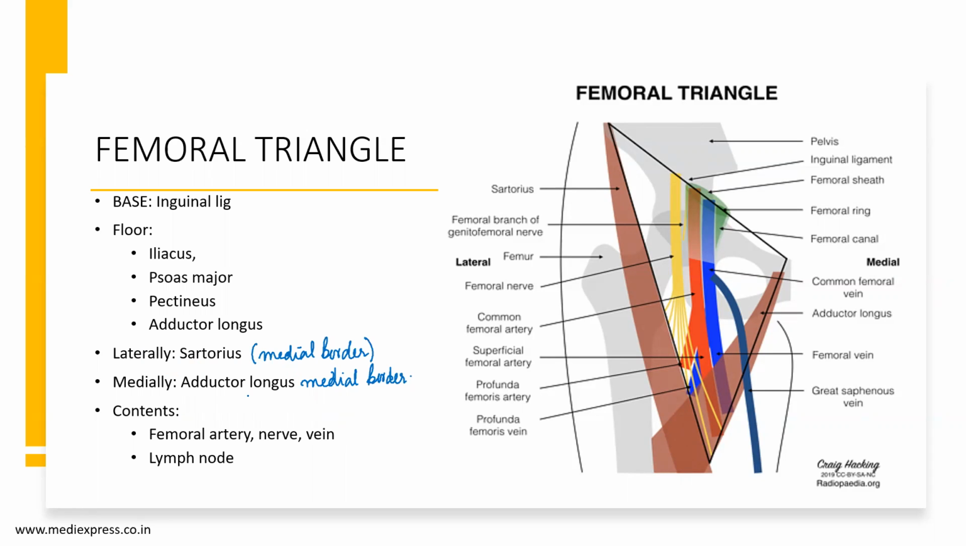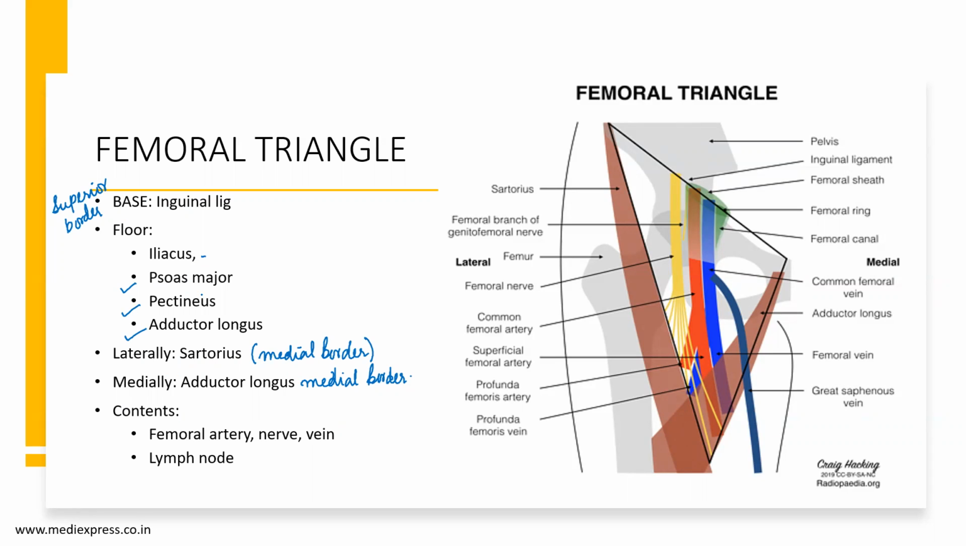Okay, now apart from that, we have a superior border also. Superior border, that is the base, right? And the base is inguinal ligament. Fine. Base is otherwise termed to be the superior border. Floor we have already mentioned. Psoas major, pectineus, and adductor, these are the most important major muscles which form the floor of the femoral triangle. And finally, we have iliacus also.